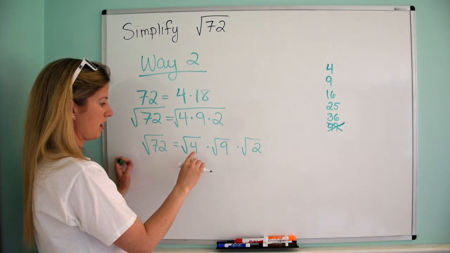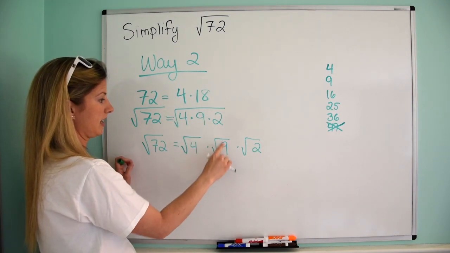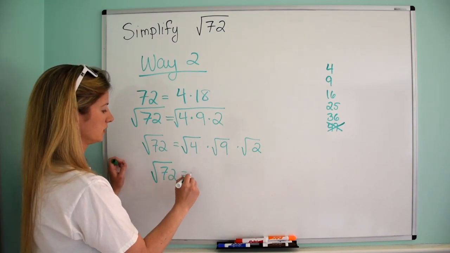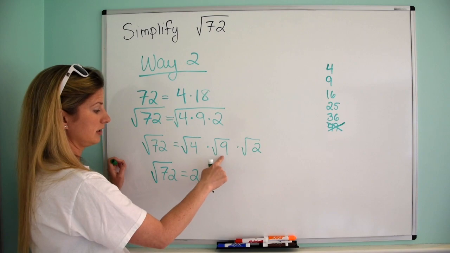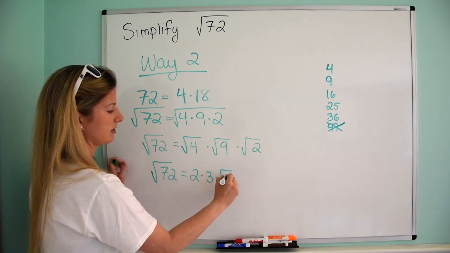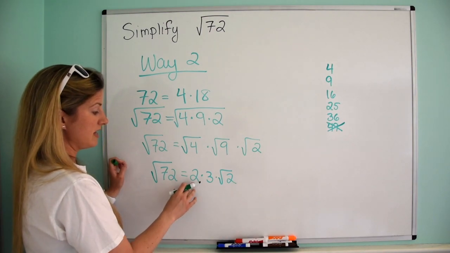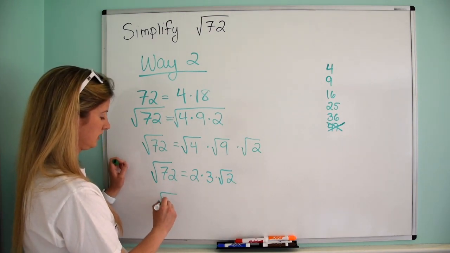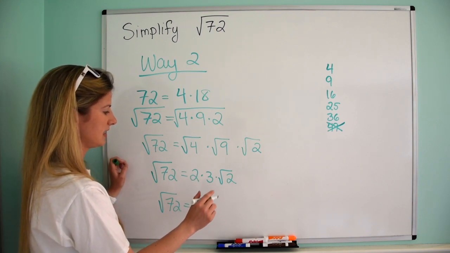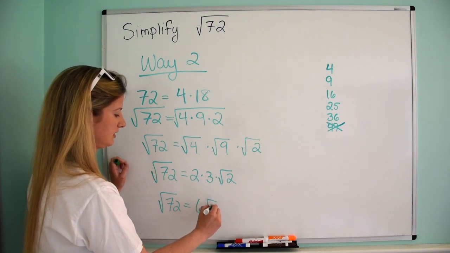Okay, so we've got the square root of 4 times the square root of 9 times the square root of 2. All right, so then the square root of 72 equals, well, the square root of 4 is 2, the square root of 9 is 3, and the square root of 2, can't really do anything about that. So now we're almost done. Look at this, the square root of 72 equals 6. 2 times 3 is 6, and then square root of 2 just has to stand.